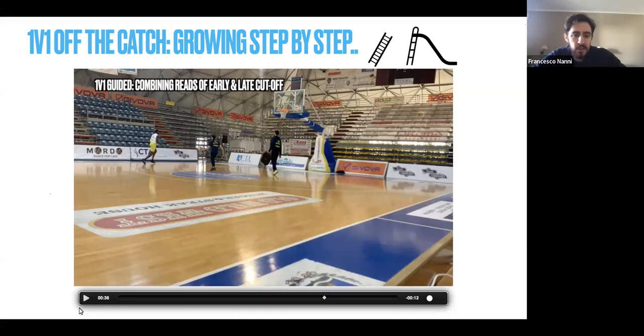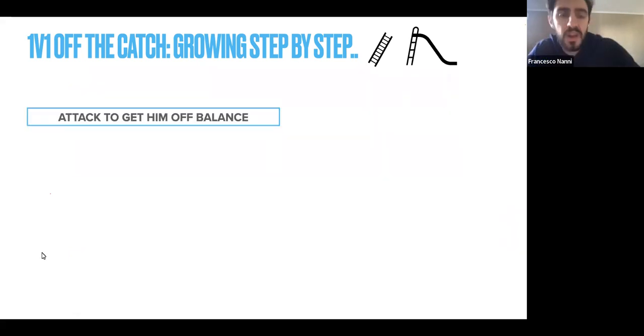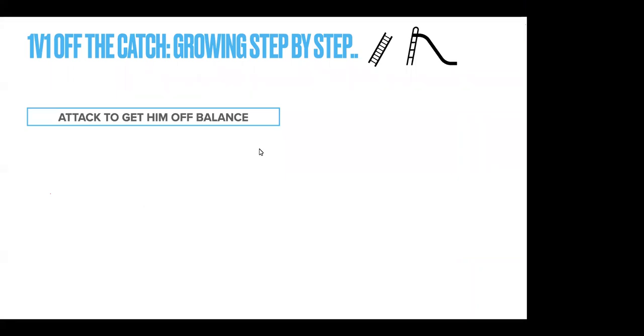So this is an example of combining early cutoff, so here, and then, okay, there is a secondary defender, late cutoff, you need to do something different. Again here, you drive, change direction, again, counter move to go in the opposite direction. Okay, some very important points, step by step.